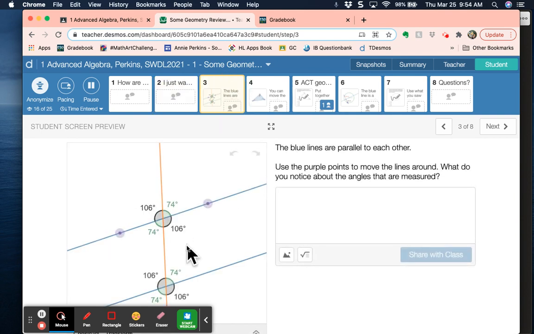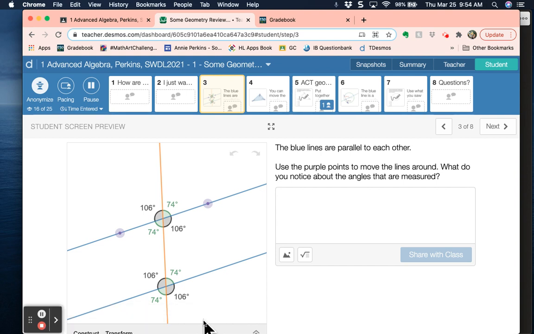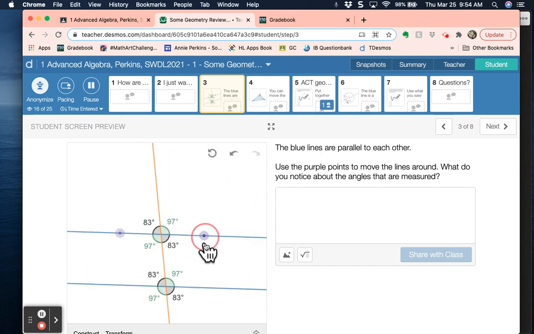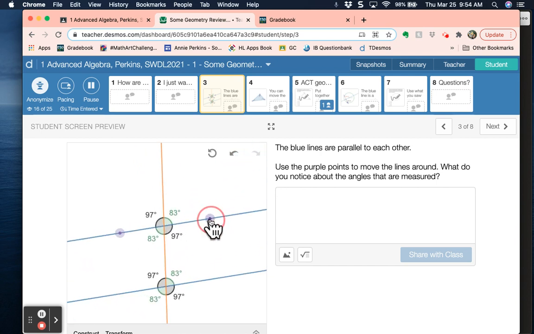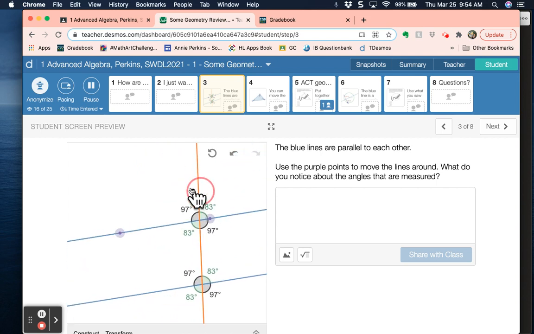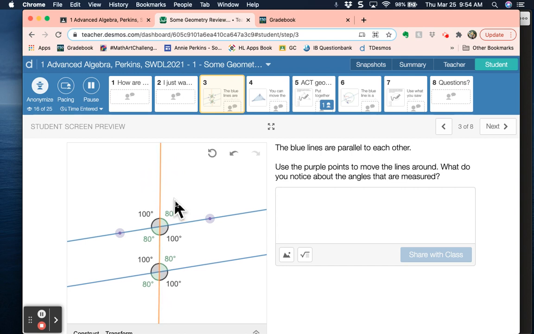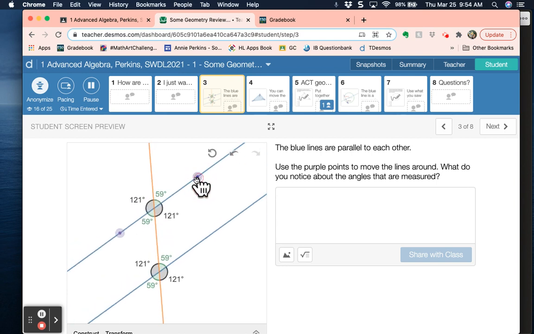Okay, on this screen, what we have is blue lines are parallel to each other. So as I move this around, you'll notice I move one blue line, the other blue line moves. And then the orange line is separate from that. But I have measured all of these different angles, and you'll notice that the green ones right across from each other, the 80-degree angles, are always the same, and so are the black ones. If I move them, here now 59, 59, 59, 59, 121, 121, 121, 121.